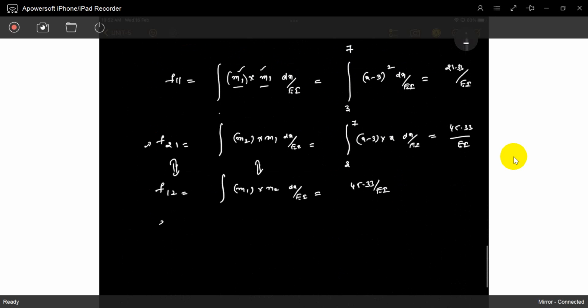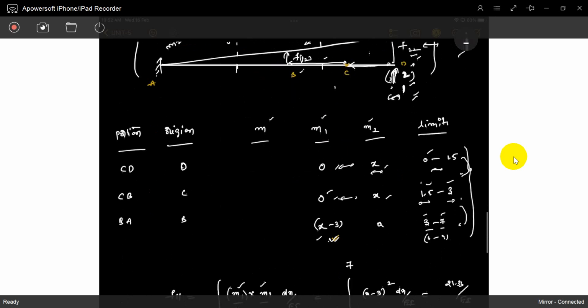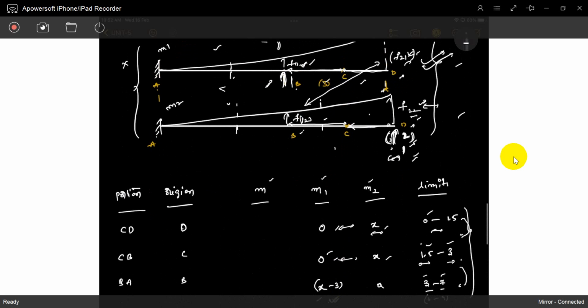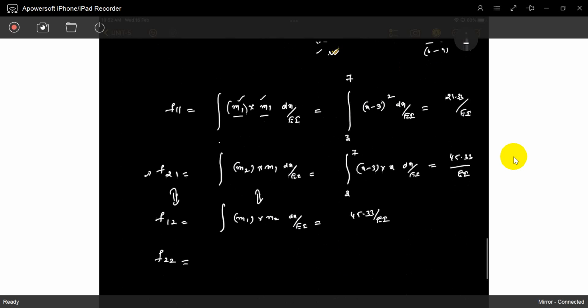And if you require F22, that is exactly at the second location, when your force is applied, you want the deformation in the second direction. You can do the problem with these two unit forces. You can do the same thing when one is a force and one is a moment, anything. Tomorrow I will show the problem. Okay. This is simple to understand that concept. Okay. F22 required.